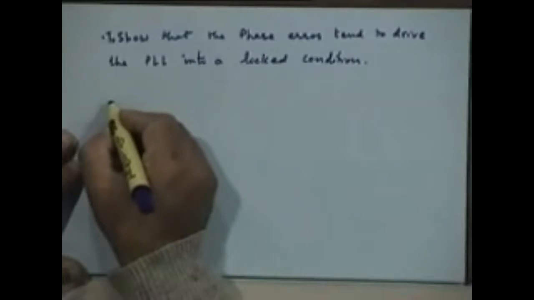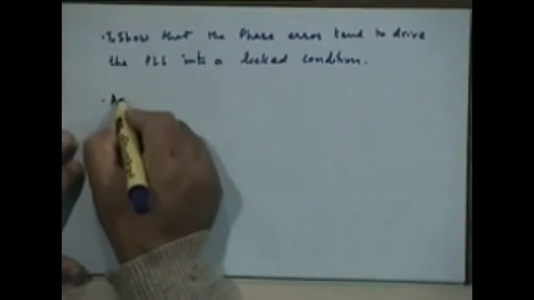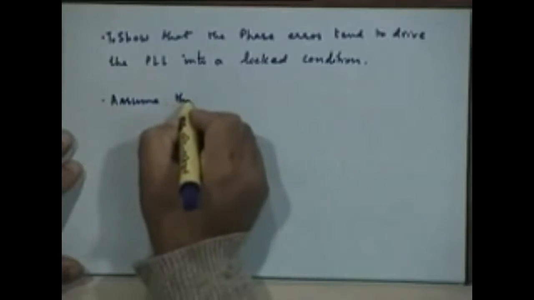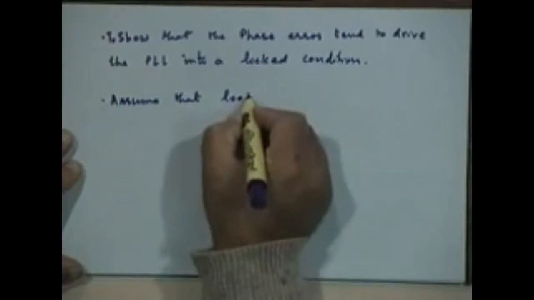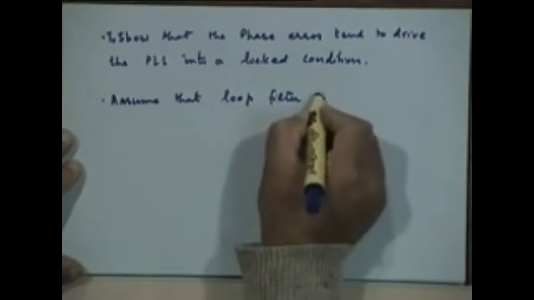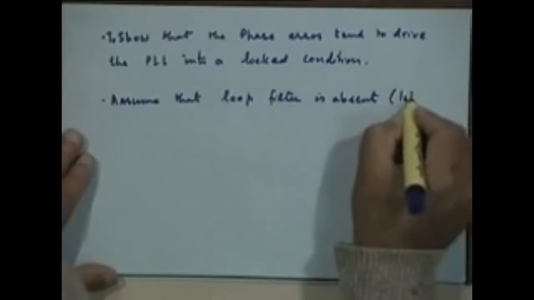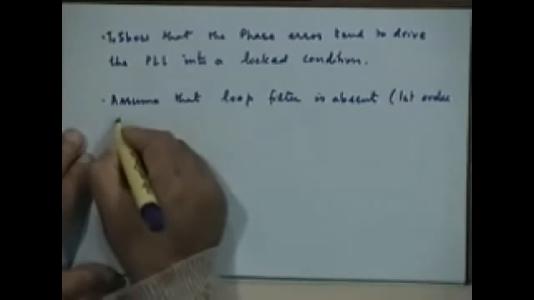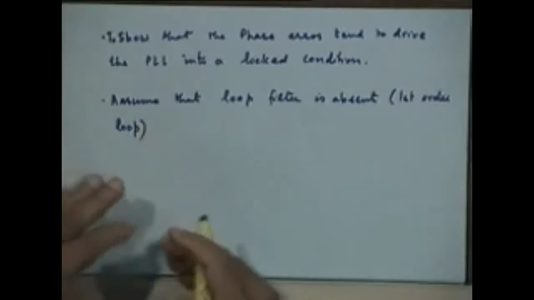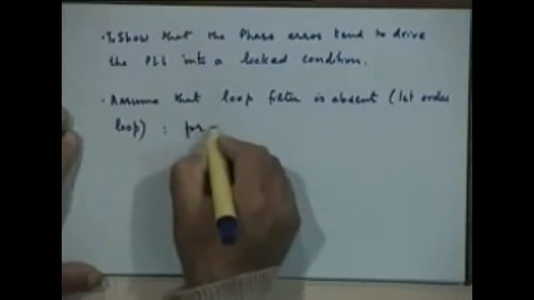So, let me state this assumption. We will assume that the loop filter is absent. First order loop. We will find that the PLL works even when there is no loop filter, and then we will try to understand in what manner a loop filter might help. At the moment we will assume that the loop filter is not present at all. So, this is for simplicity.